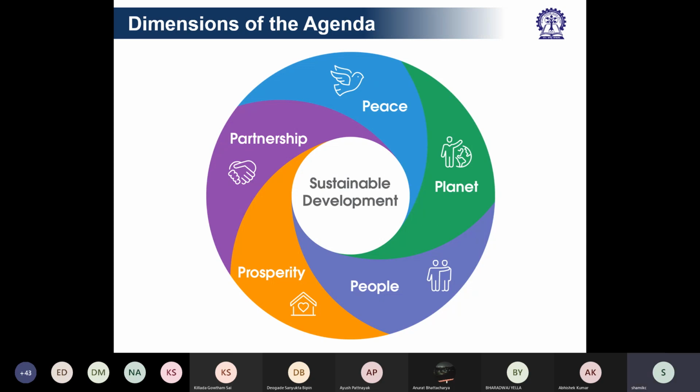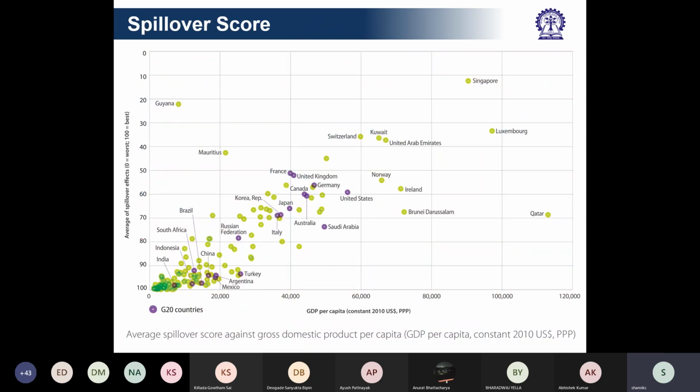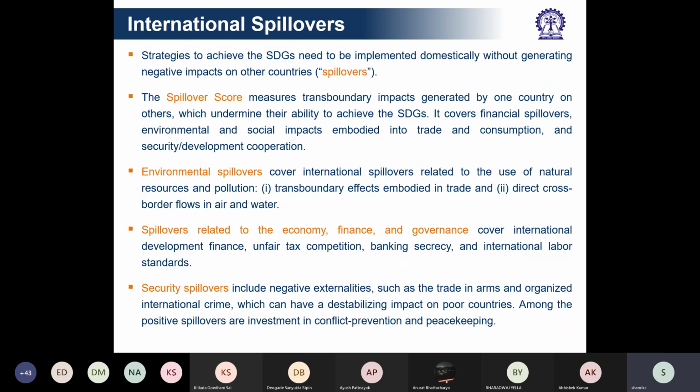Next, what we will be seeing is about the international spillovers. To achieve all these 17 sustainable goals, every country has adopted various strategies. These strategies need to be implemented domestically without creating any negative impact on other countries, which we call spillover. The score actually measures transboundary impacts generated by one country on another, which undermine their ability to achieve the SDGs. So it covers financial spillover, environmental spillover, and social impact.